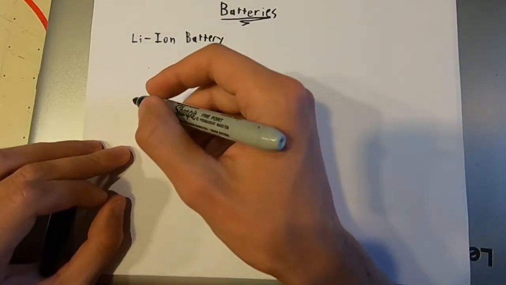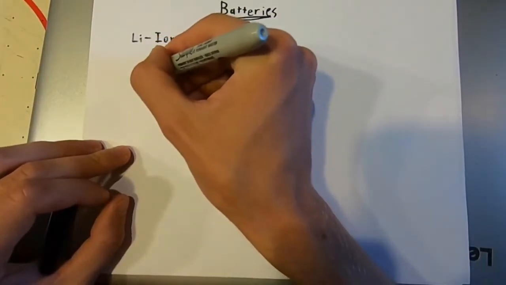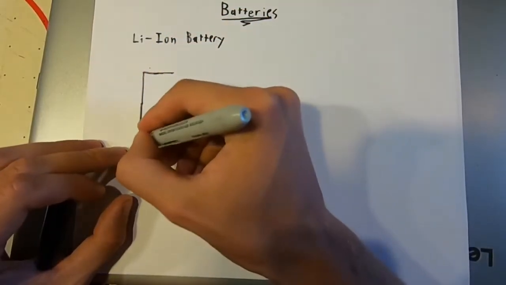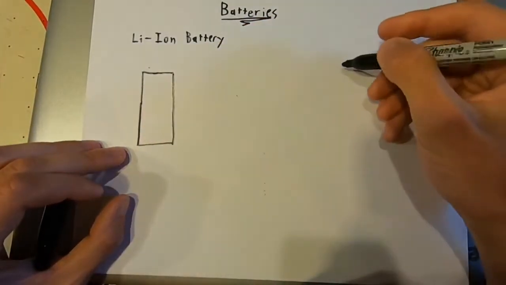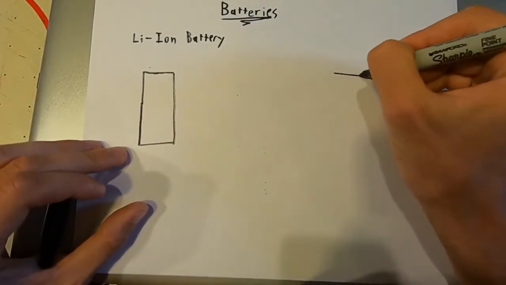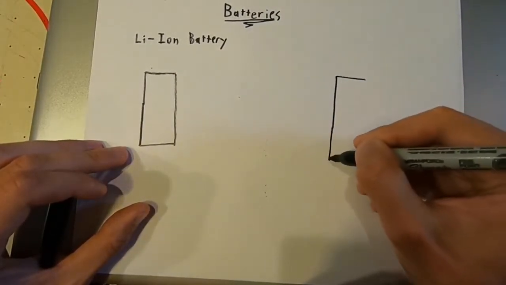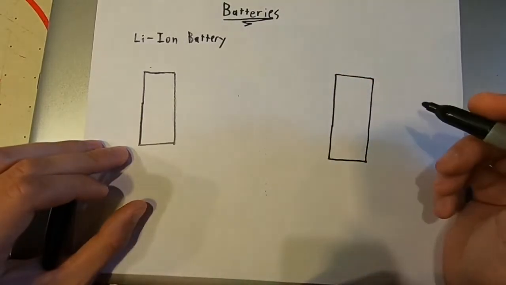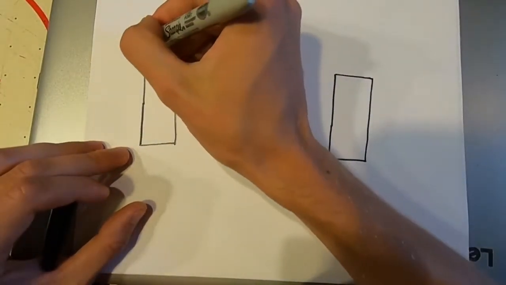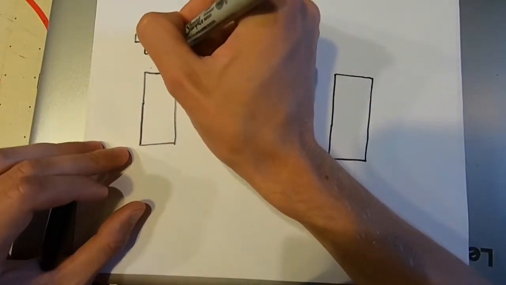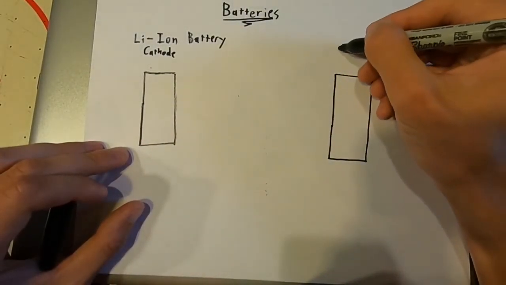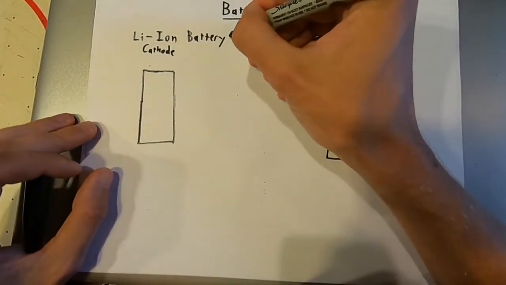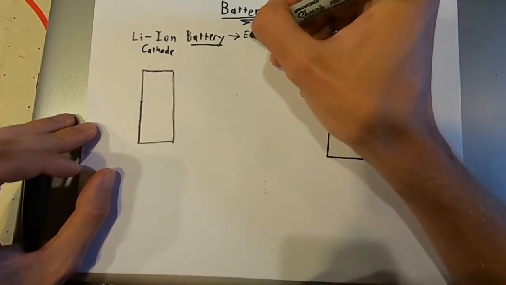So we're going to have two electrodes. We're going to have one over here, one over here. And basically one of these is going to end up being our cathode, and the other side is going to be what's referred to as our anode. So like I said before, batteries are electrochemical devices.